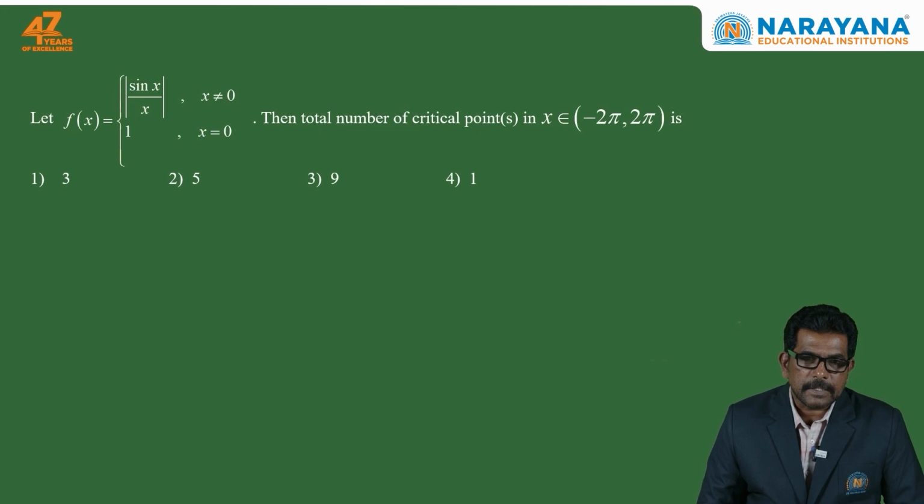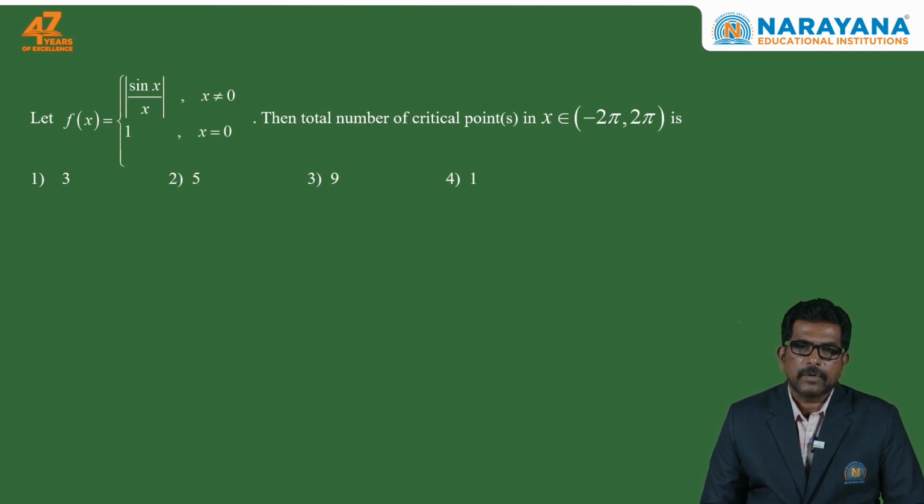Already 7 questions are completed in this shift. The 8th question is: let f of x is equal to mod sin x upon x when x is not equal to 0, and 1 when x is equal to 0. Then total number of critical points in the interval minus 2 pi comma 2 pi, they asked.